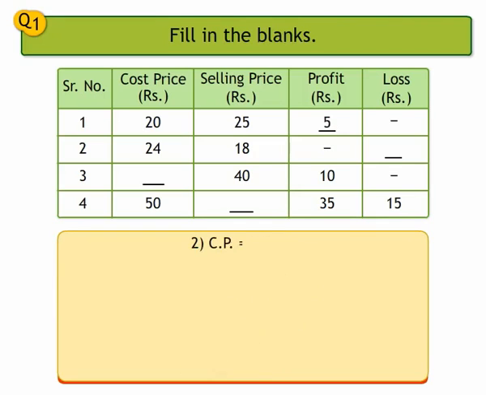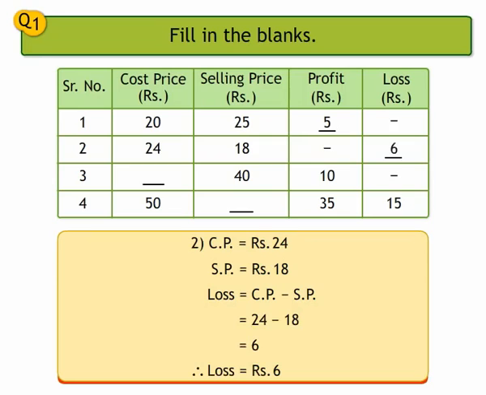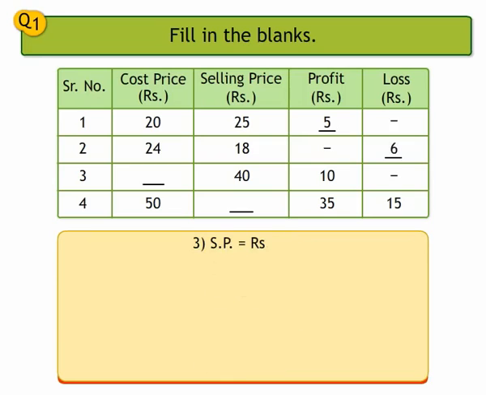2. Here, cost price is equal to rupees 24 and selling price is equal to rupees 18. Cost price is greater than selling price. So, loss is equal to cost price minus selling price, which is equal to 24 minus 18, that is rupees 6.